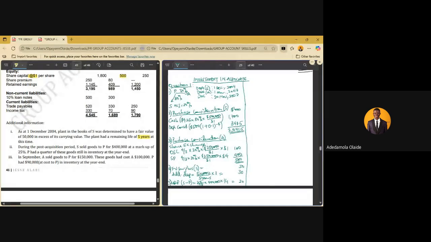So A sold goods to P for 150,000. These goods had cost A 100,000. P had 90,000 at cost to P in the inventory. So what do we do? Note 6, unrealized profit. A is selling to P. That will be what?